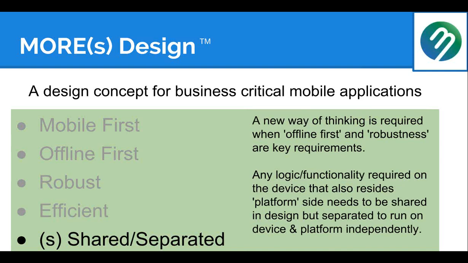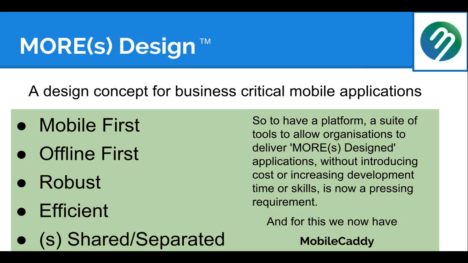And finally, shared, separated. This is a new way of thinking, really, where we have offline first and robustness as key requirements. And that is that logic and functionality that's required to both run on the device and the platform needs to be shared in terms of its outcome, its logic outcome, but needs to be separated in the sense that it needs to run independently on the device and the platform. So where there's no connectivity, that device can continue to function.